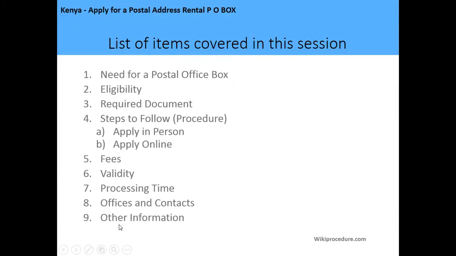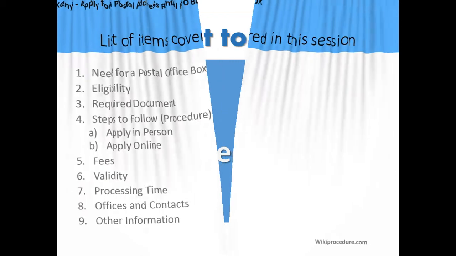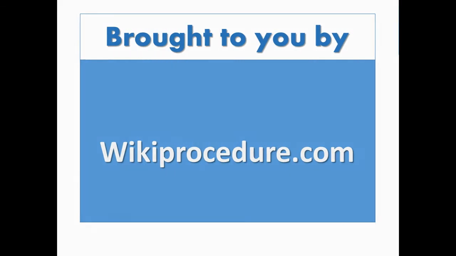The list of items which we're going to cover in this session include the need for a postal office PO box, the eligibility, the required documents, steps to follow while making the application, the fees, validity period, processing time, office location and contact information, and any other information that we may see relevant on how you can apply for a postal address rental PO box in Kenya. So welcome to our presentation today, which is brought to you by wikiprocedure.com.